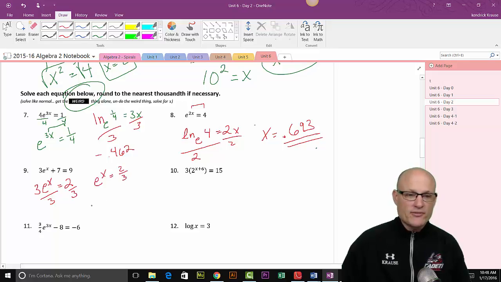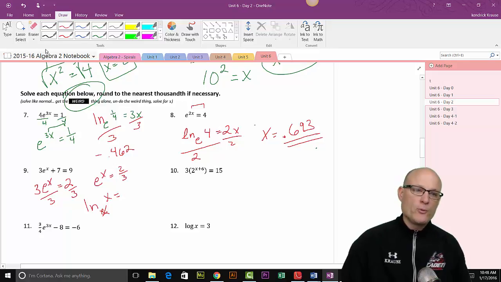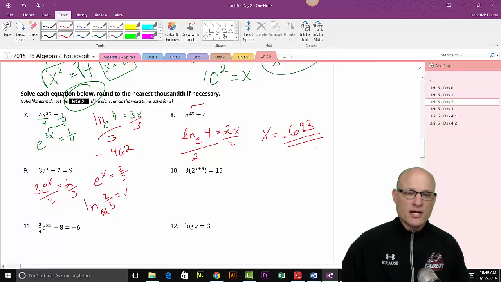So we're going to change the base. The natural log, the base comes down here, of e to the x. But again, this is not necessary. You don't have to put it there. Is equal to the natural log of 2/3. Remember, those change place. So the natural log of 2/3 is equal to x.